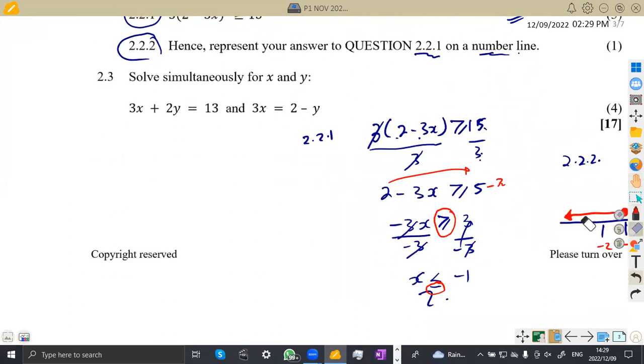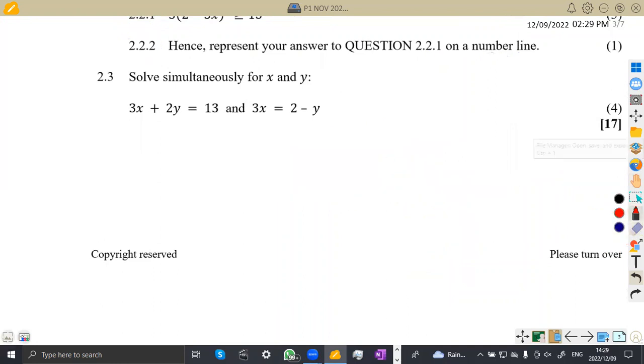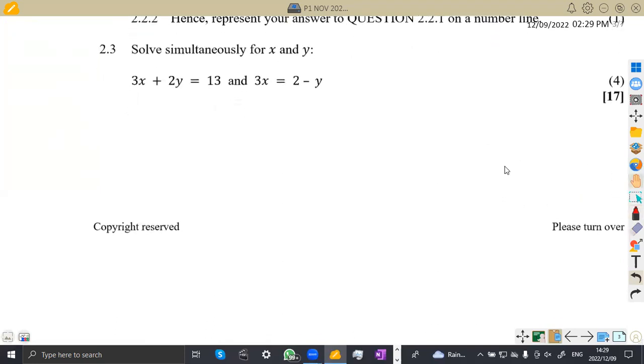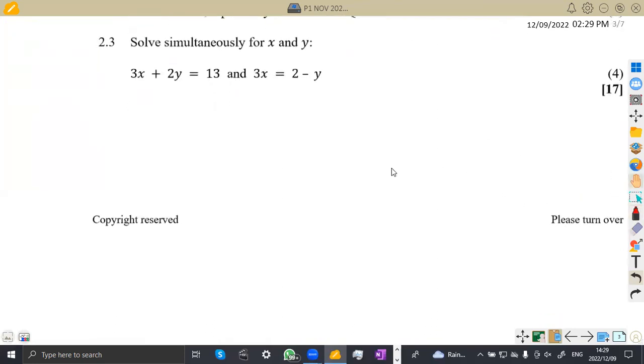All right, so I'm just going to remove this part so that we can check our 2.3, where we are given: solve simultaneously for x and y. So we're given the simultaneous equations to solve. We worked with substitution in another part, so this time I'm just going to explain the elimination method.